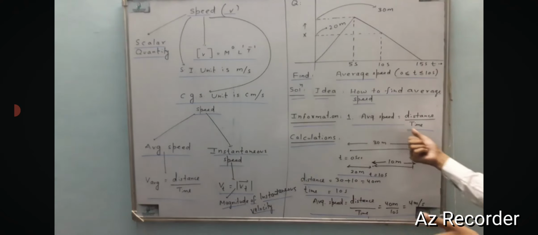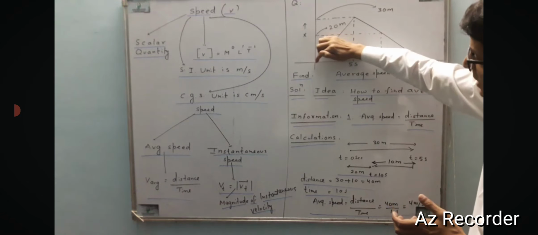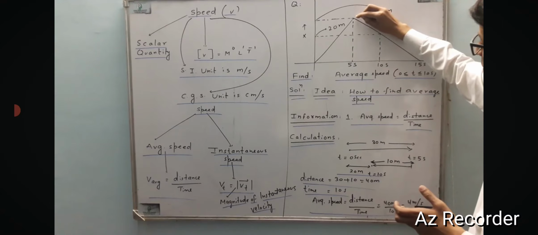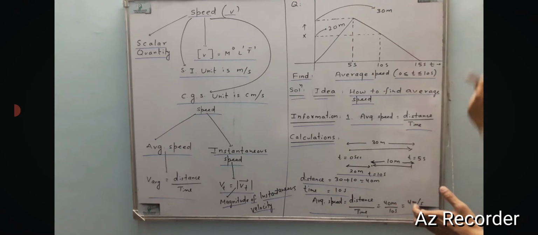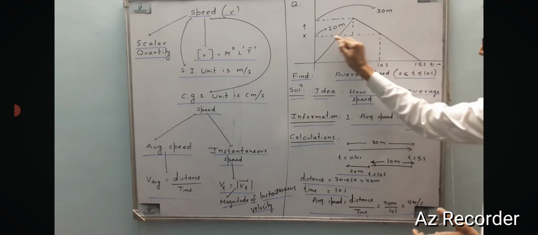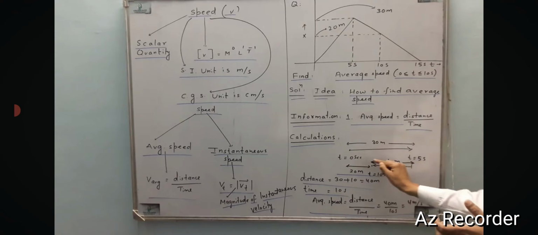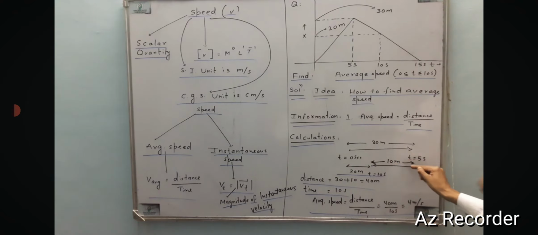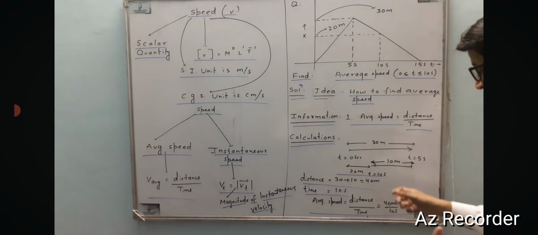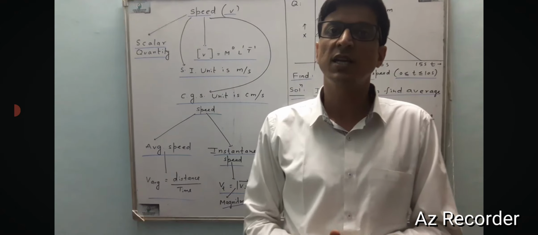So average speed is distance by time. Now just analyze the graph. At t is equal to 0, the particle is at origin, and at t is equal to 5, the particle is at x is equal to 30. Now at t is equal to 10, the particle is at x is equal to 20. So certainly this distance is going to be 10. So the total distance traveled is 30 plus 10, which is 40. Total time is 10 seconds. So the average speed is 4 meters per second. In this way, you can also solve questions quickly and solve your problems effectively.